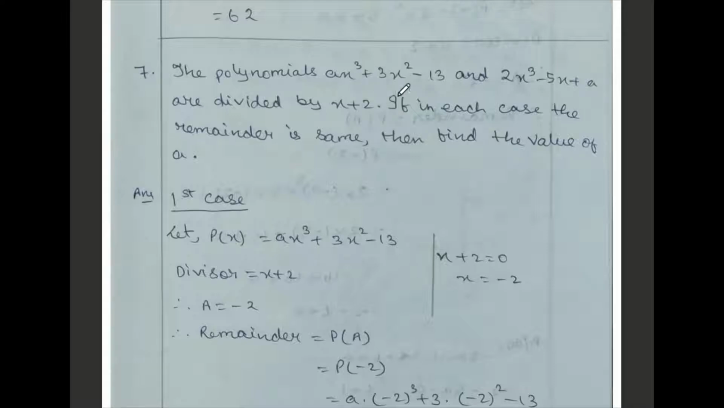This you will take as the first case, this you will take as the second case. So this polynomial we will take under the first case, this one under the second case. Now first case, let p(x) equal ax cube plus 3x square minus 13. This is your first polynomial. Divisor x plus 2. Now get the value for A. Since in the polynomial you have small letter a, that's why we are taking capital A here.